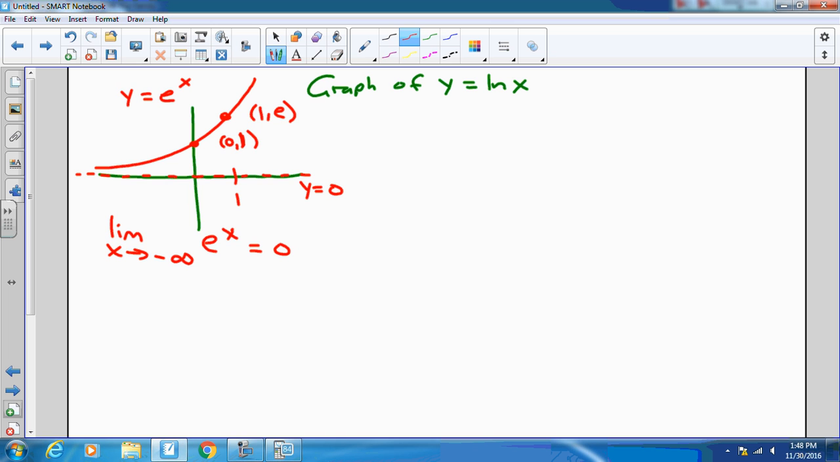And every single one of those features carries over into the graph of y equals natural log x. Let's just make one more observation, the observation about domain and range. From the graph, what is the domain of e to the x and what is the range? All real numbers for the domain. The range is greater than 0? All numbers greater than 0. What's another name for all numbers greater than 0?